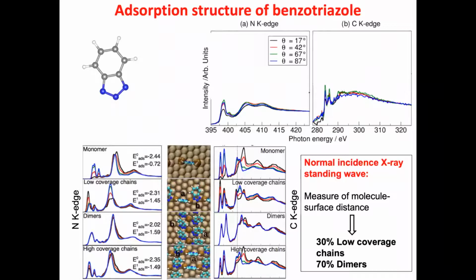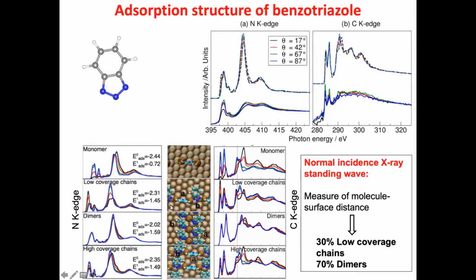So we could compare the molecule surface distance measured with this experimental technique and the molecule surface distance that we measured in our calculations. And the only way for the data to fit together was to have 70% of dimers, so this structure here, and the minority 30% of low coverage chains. And indeed, when we plot the theoretical spectra with the weights as found through this third experiment, we found an extremely good agreement for the nitrogen K edge and a decent, good enough agreement for the carbon K edge. And considering how much noise there is in the carbon K edge data, which is normal for this kind of experiment, this is good enough.